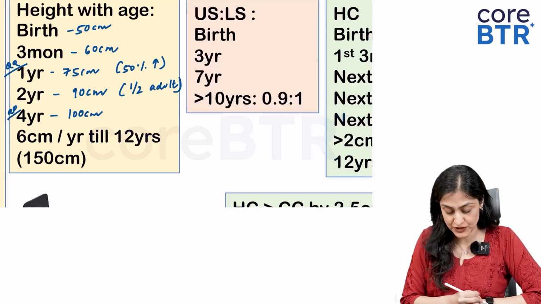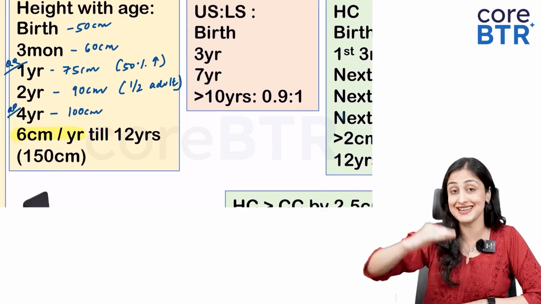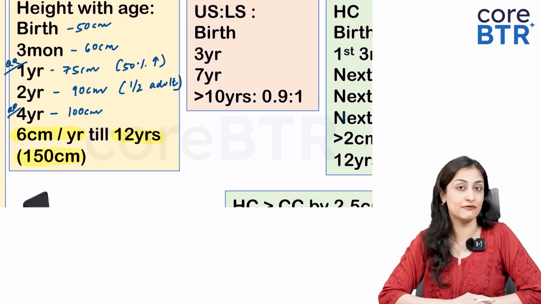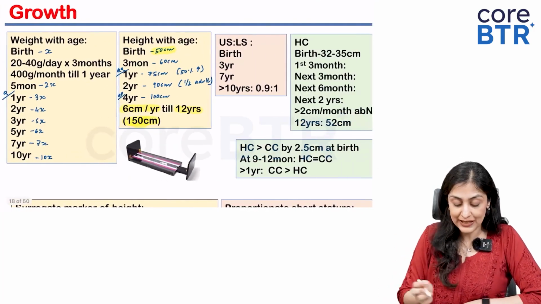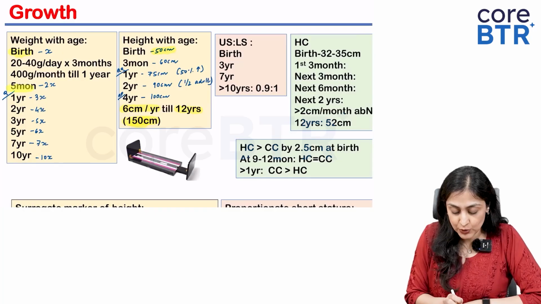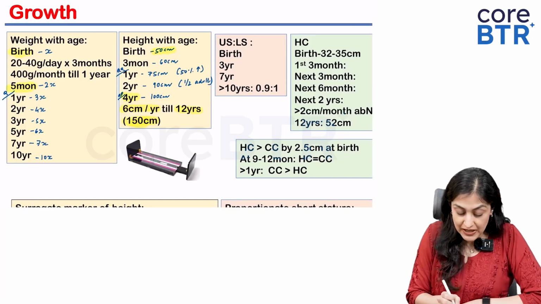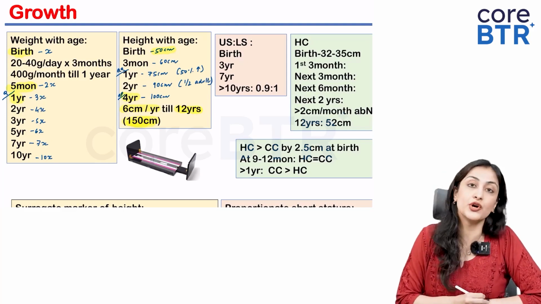Okay, so that's important. And from that point onwards, baby will keep gaining around 6 centimeters per year till 12 years, where the baby usually becomes on an average 150 centimeters. So this is where you're tripling your height. So compare with weight. It was doubling at 5 months, here it doubles at 4 years. Tripling was at 1 year, and now it's taking 12 years to triple your birth length.